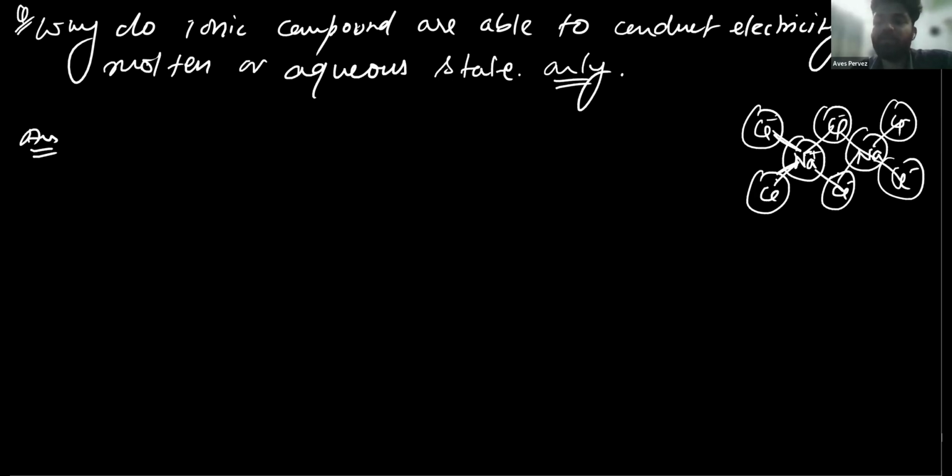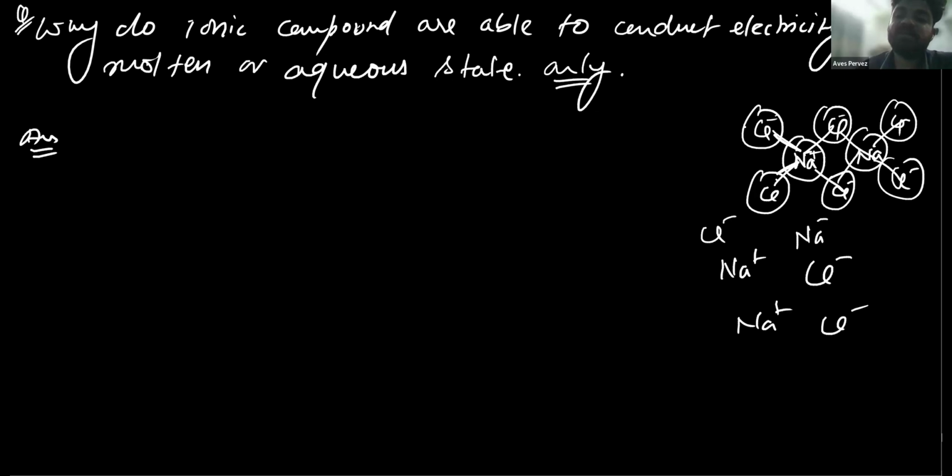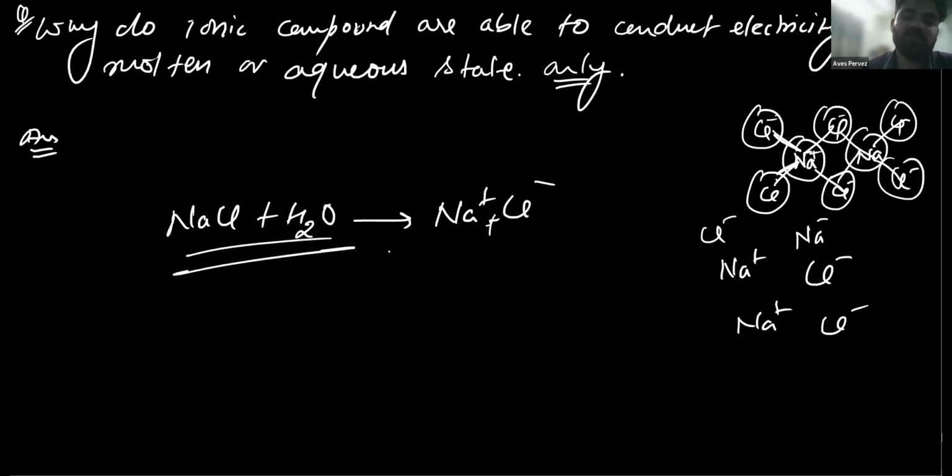They are bonded together. But in aqueous or in molten state, when you heat it such that their force of attraction becomes loose and they are in molten state, what would happen? They start moving freely, anywhere. Similarly, when NaCl is added to water, it becomes Na positive and Cl minus ions. I mean, it breaks into ions.